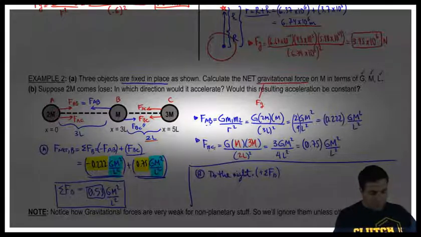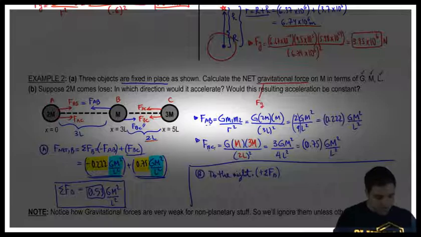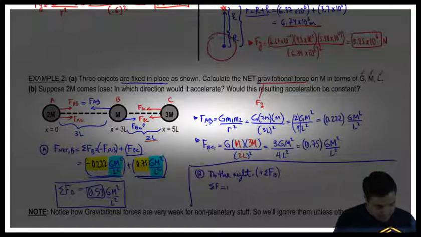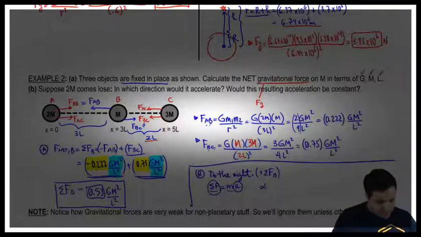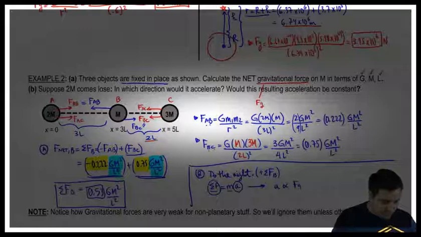So, would this resulting acceleration be constant? Well, remember, F equals ma. So the acceleration depends on the mass and the force. Where is this force coming from? This force here is a combination of these two forces. So I can say that a is proportional to the gravitational force. But remember, the gravitational force is G m1 m2 over r squared.